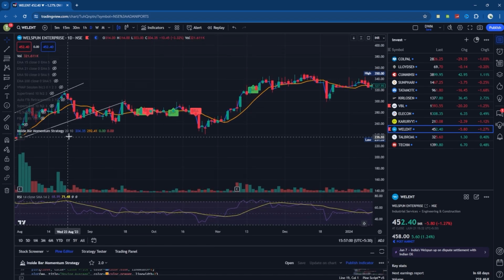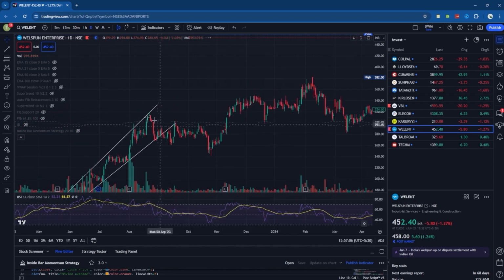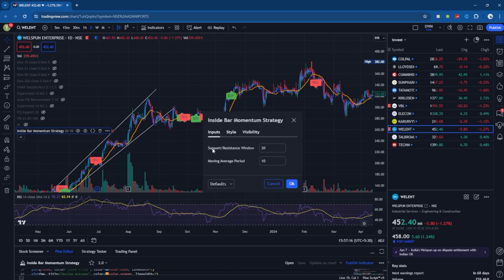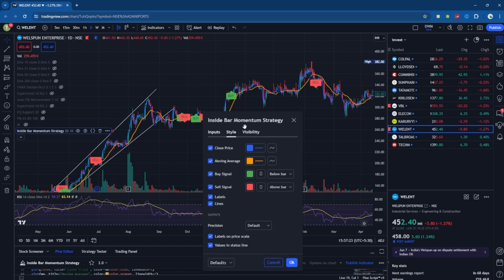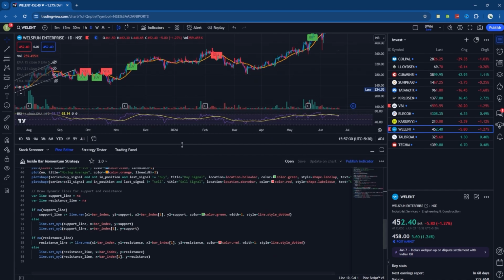And then if I just hide it, so this is how your window will look. And then if you enable it, it will show you the buy and sell signal, and this yellow line is basically your 10 days moving average. I'll just show you the things. So we have support resistance window of 20, and then the moving average period of 20 or 10. And then the style, all of it you can customize in the code itself. So if you do not want to see the 10-day moving average, you can comment that out.